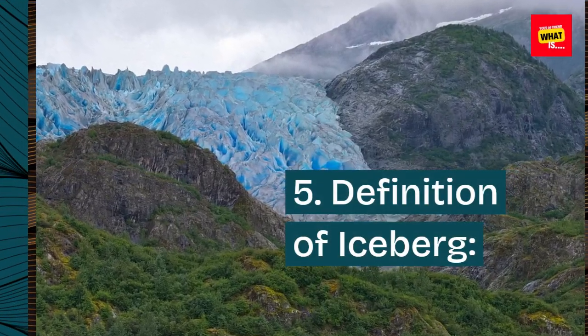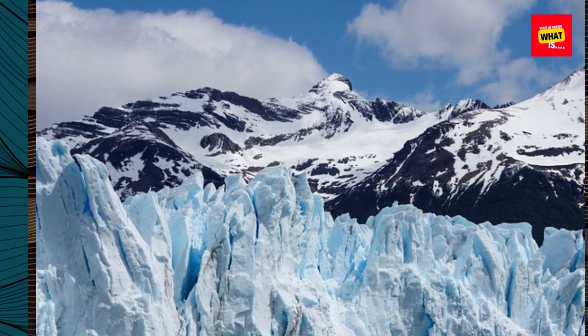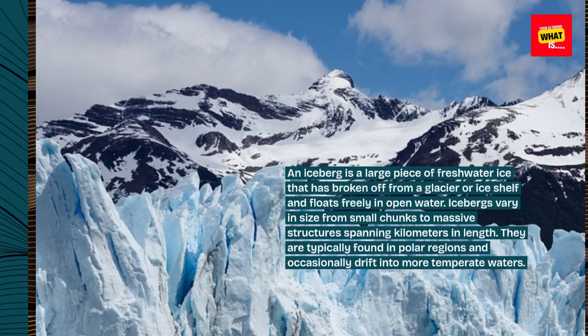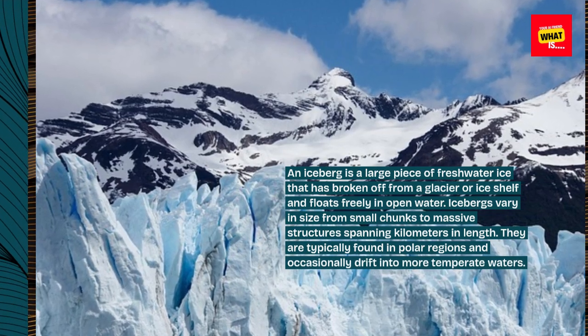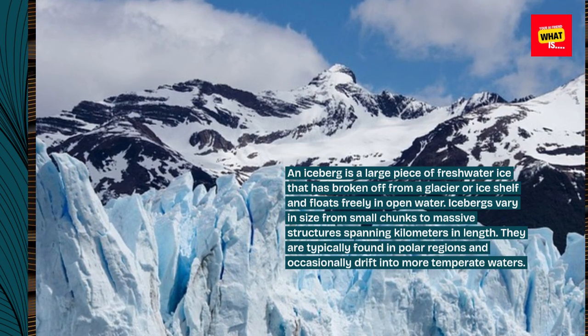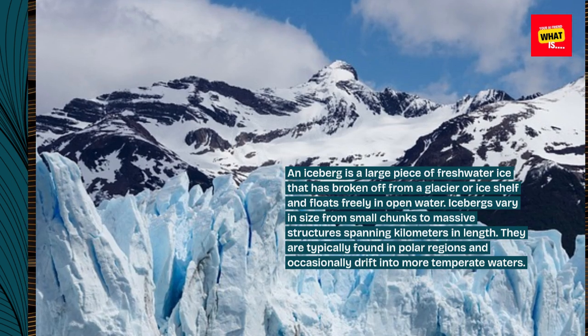5. Definition of iceberg. An iceberg is a large piece of freshwater ice that has broken off from a glacier or ice shelf and floats freely in open water. Icebergs vary in size from small chunks to massive structures spanning kilometers in length. They are typically found in polar regions and occasionally drift into more temperate waters.